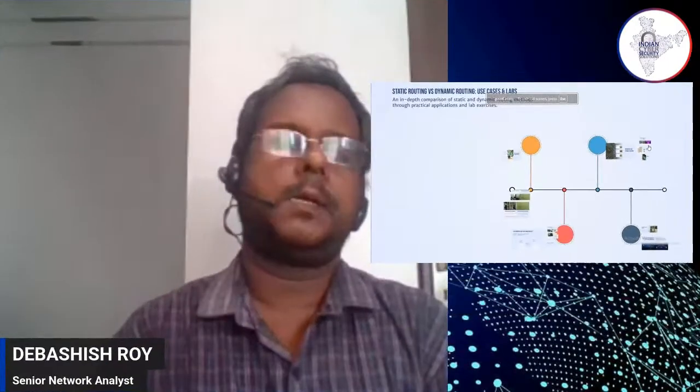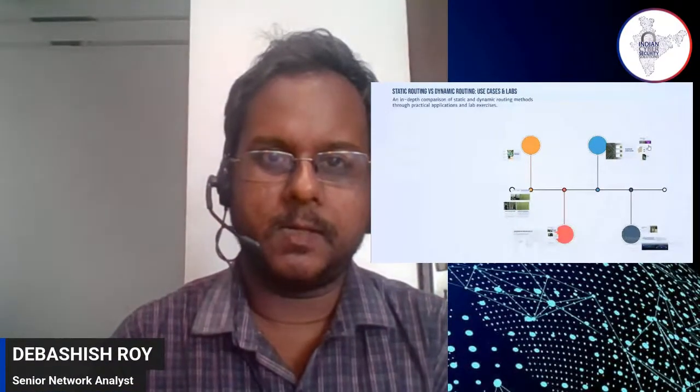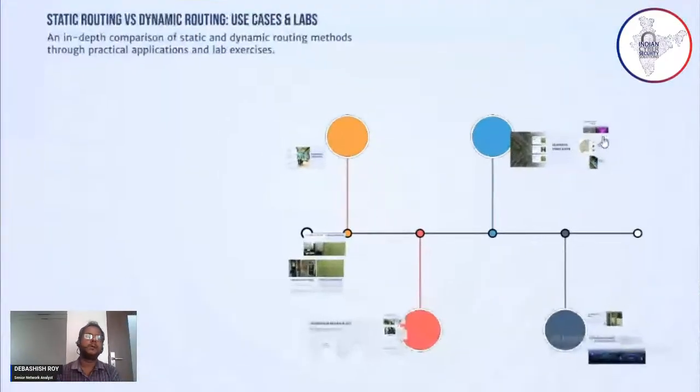So we'll discuss static routing versus dynamic routing, and we will discuss in depth the comparison of static and dynamic routing methods, and also the practical approaches, how to configure it, and the lab exercises. So what is routing? Routing is actually sending the packet from one location to the other, from one network to the other network, say from class A network to class B to class C, to different classes of networks. If you are sending the data, that is routing, and it is of two types, static and dynamic.